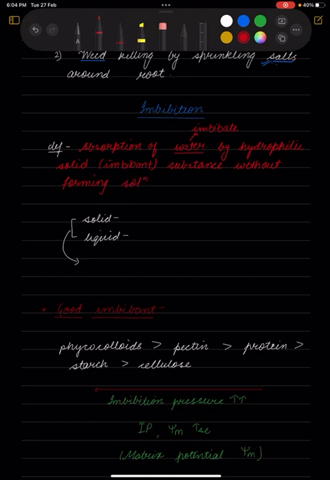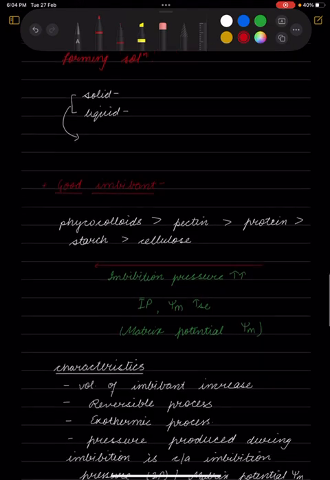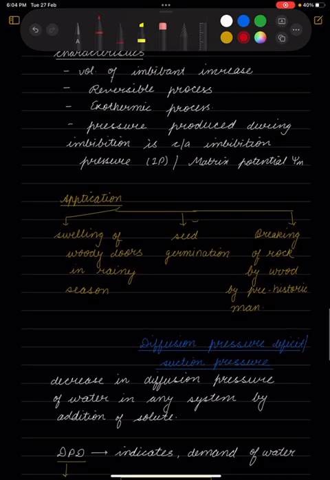So have you ever seen that in the rainy season the wooden doors are very difficult to close if they come in contact with water? There is one application, that is the swelling of wooden doors in the rainy season. I have seen it clearly in my day-to-day life. In the rainy season, the door will be difficult to close. Why? Because it absorbs the rain water, and then it will increase in size, and it will not fit into the frame of the door, and it will be difficult to close. So it is a very good example of imbibition.